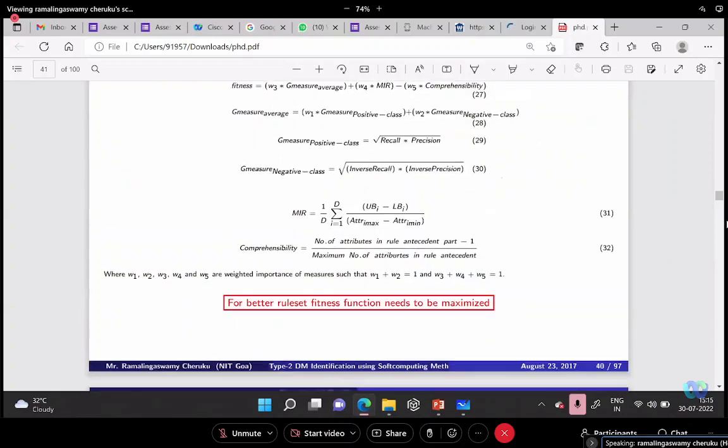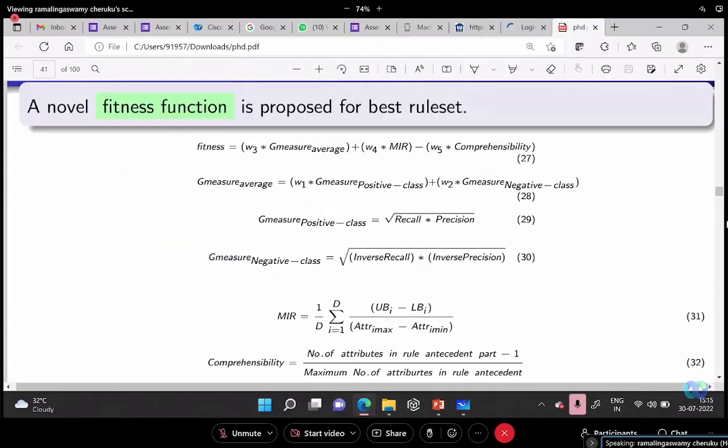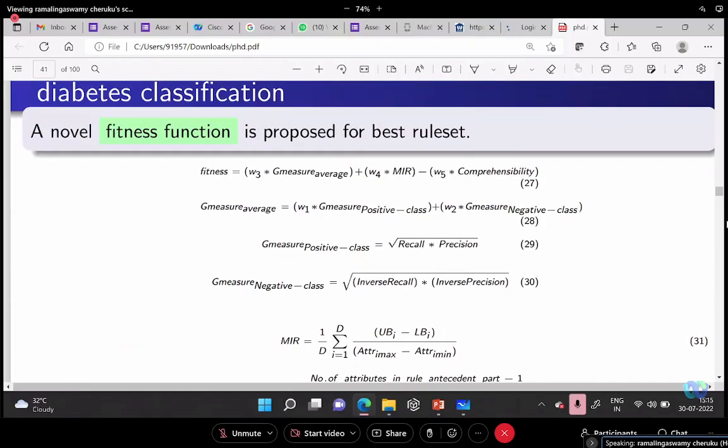Now, if you look closely at the fitness function, here we have considered the geometric measure and also MIR and comprehensibility. The geometric measure will provide the classifier performance, the rule performance, towards accuracy or sensitivity and specificity. How many tuples are classified properly. And in the other part, what is this MIR and comprehensibility? This will talk about the rules, the number of rules and the compactness of the rules. What I ideally want is that the rule should be very small, which means the rule should be very compact.